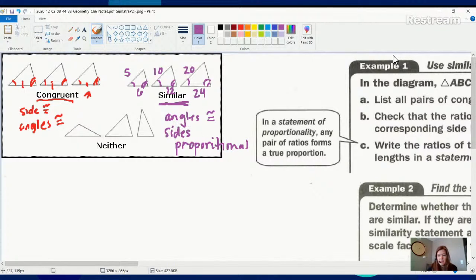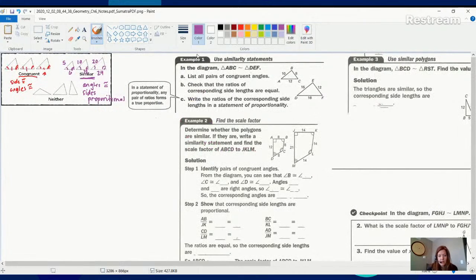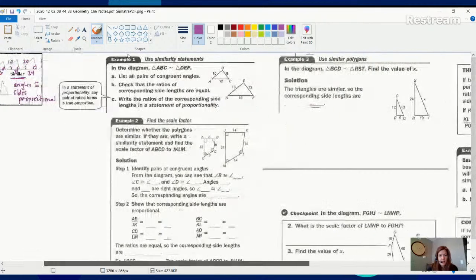So let's jump into the notes and talk about that. All right, so this is our notes, and this is example number 1 from our notes. The first thing you'll notice here is it says in the diagram, triangle ABC, and then it's got this little squiggly line, something to triangle DEF. Well, that little squiggly line means congruence. So I'm right here, and I'm pointing out this lovely little squiggly line right there.